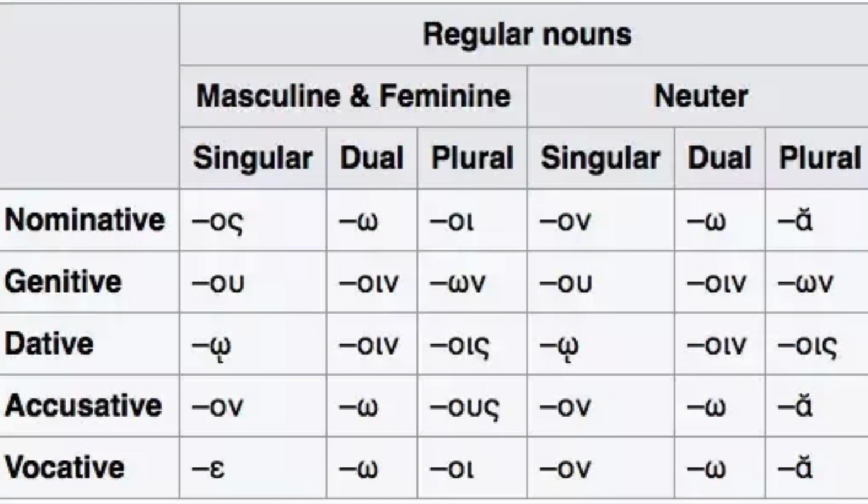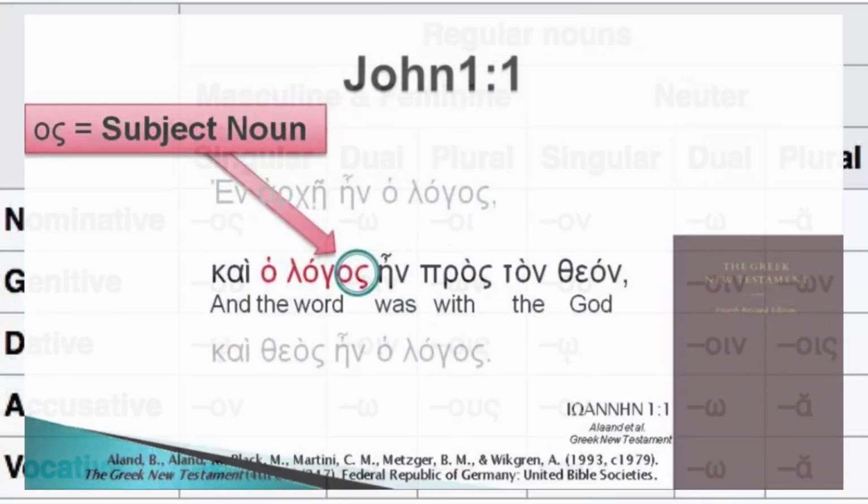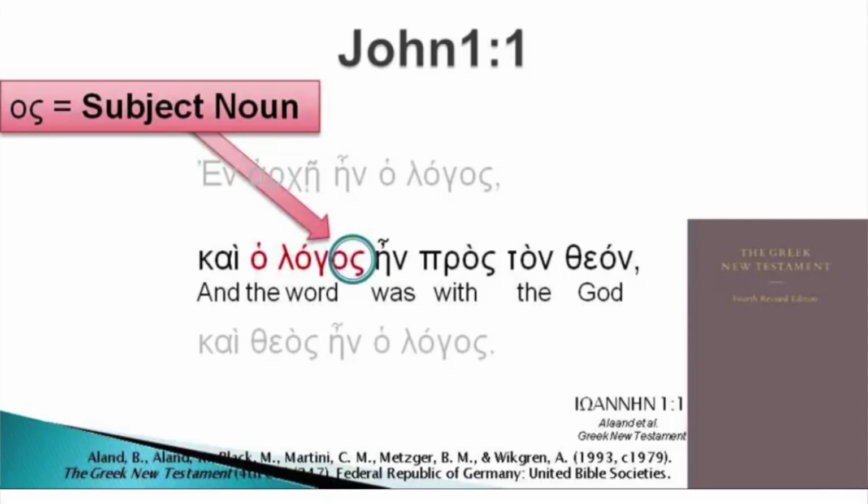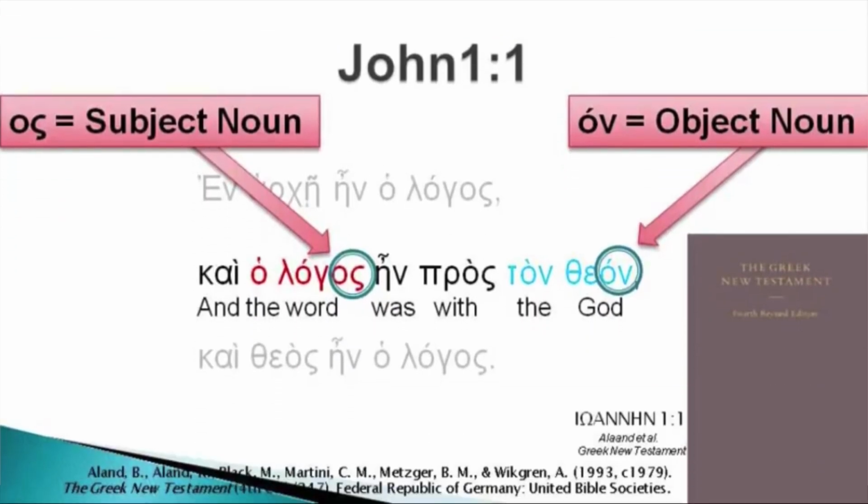So when we go back over to Dr. Vickers' slide, we can see that the subject noun in the first logos is indicated by the Greek letters -os at the very end, the omicron and the sigma there. So kai ho logos, this is the subject noun. That's all he's trying to let us know. But when we compare that to the other noun in the sentence, which is God, we can see that it is now an object noun.